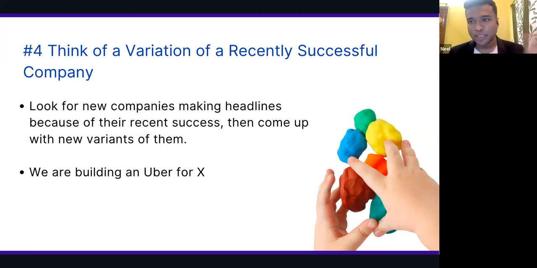Okay. So framework number 4. Think of a variation of a recently successful company. Say the example can be, we are building an Uber for X. Look for new companies making headlines because of their recent successes, then come up with a new variant of them. We are building an Uber for X. Now, I'll give you a small example. You all know about Uber, right?